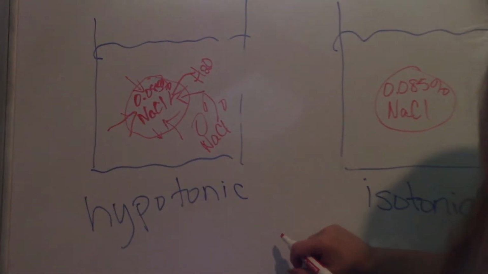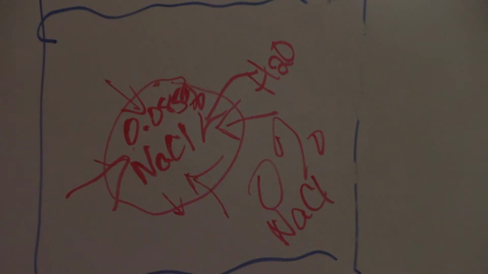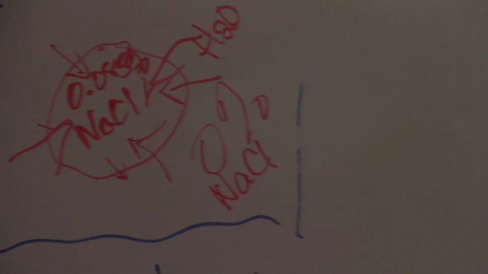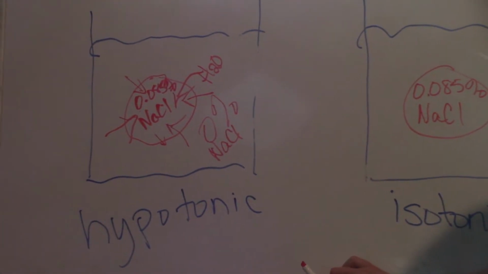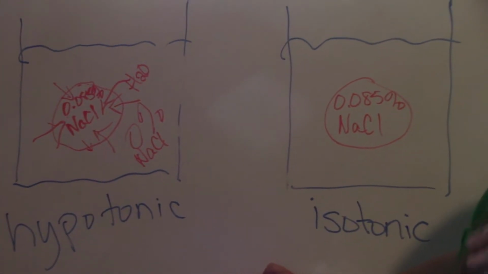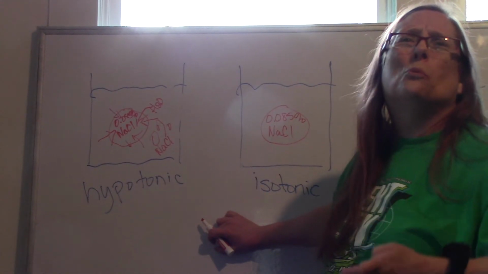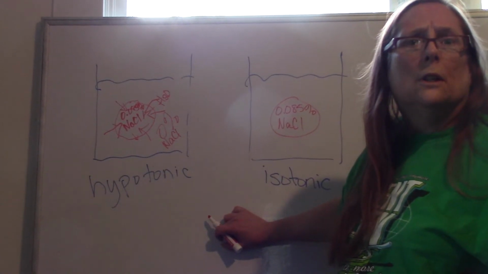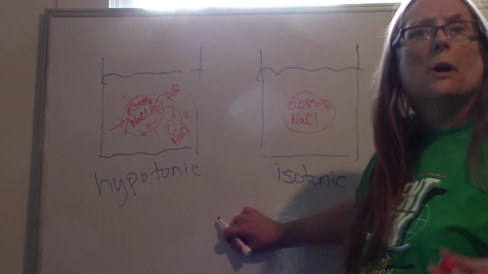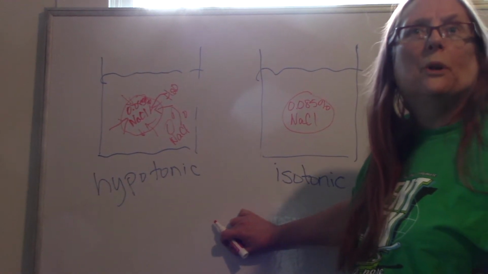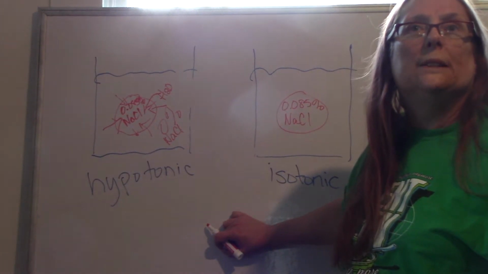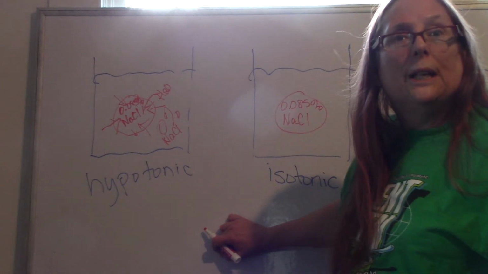So what happens to a red blood cell in a hypotonic solution is it swells. In fact, it can swell to the point of bursting. This is why you would never put distilled water in somebody's IV. You'd kill them because their red blood cells would burst because water would move into the red blood cells from the fluid you're putting into the IV.